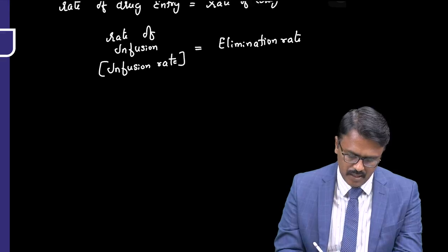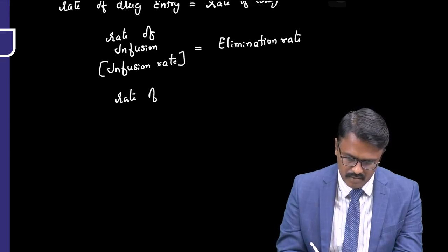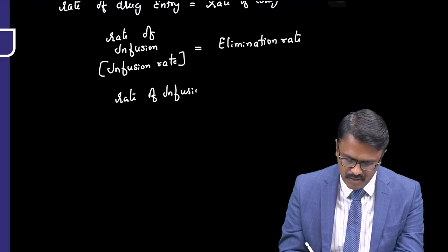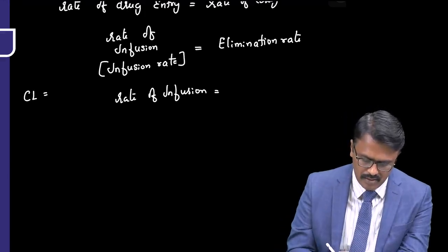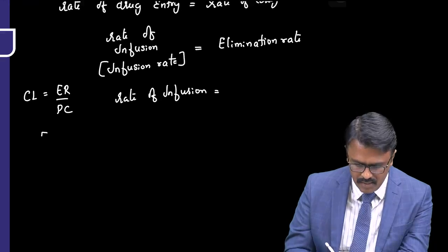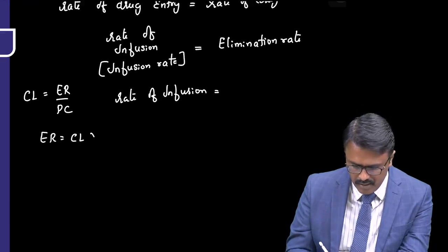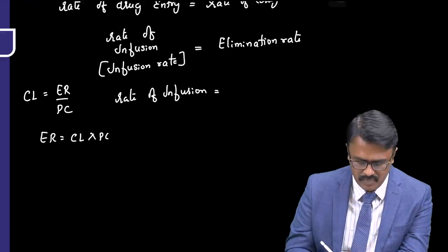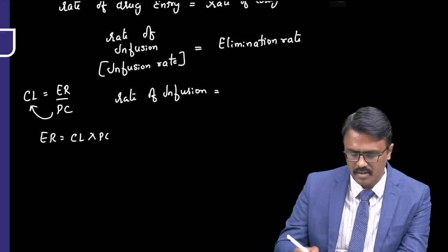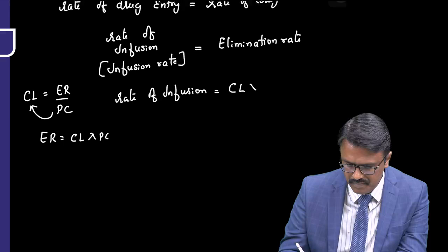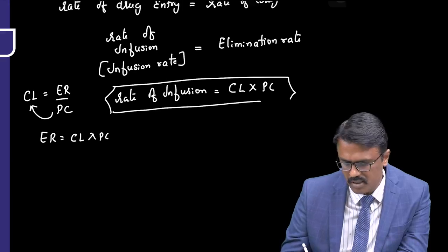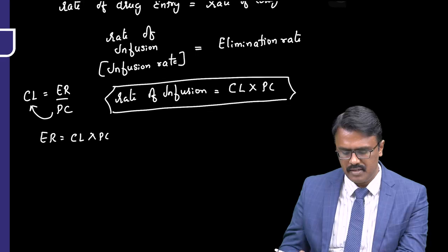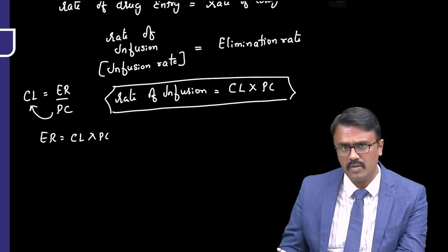Now what does the infusion rate equal to? You know that clearance is given by elimination rate divided by plasma concentration. Can I write elimination rate is equal to clearance into plasma concentration? Yes, because this will go here. A bit of maths, but you will understand that. So can I write rate of infusion is equal to clearance into plasma concentration? These are the formulas which we'll use later. So rate of infusion is equal to clearance into plasma concentration.